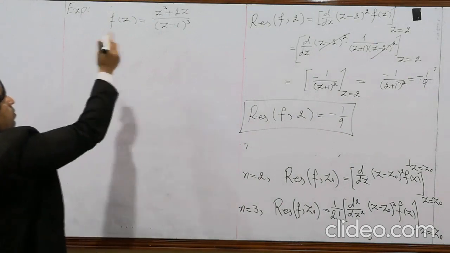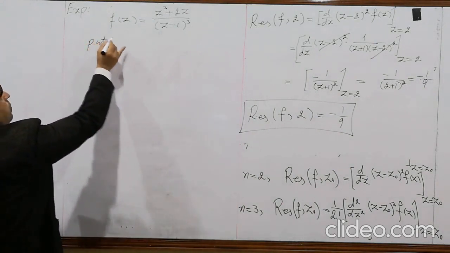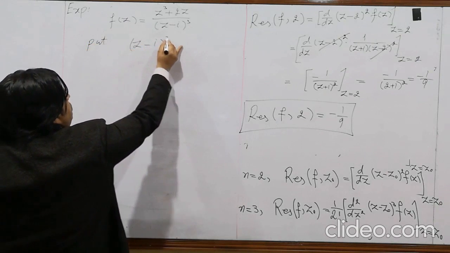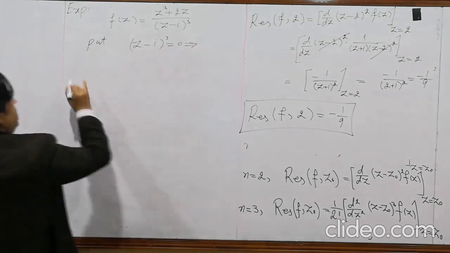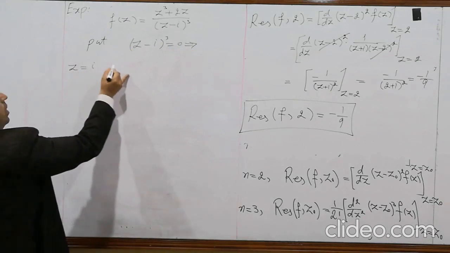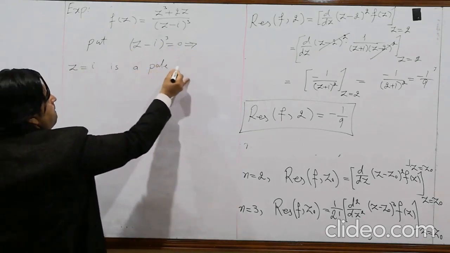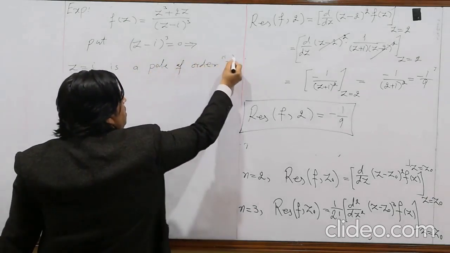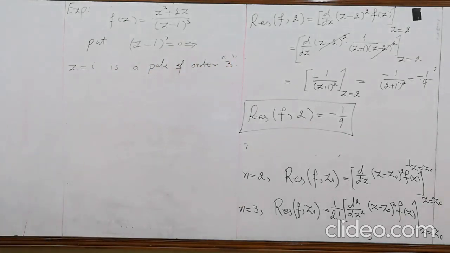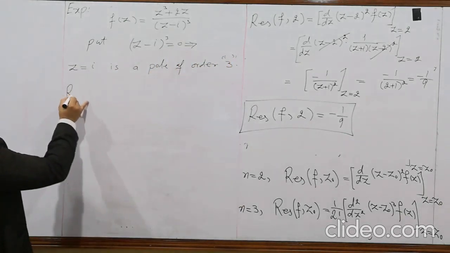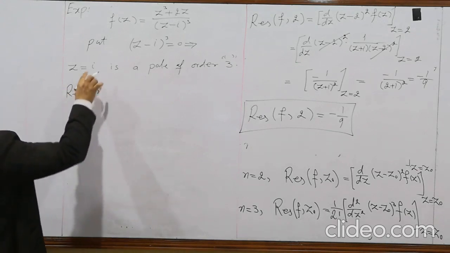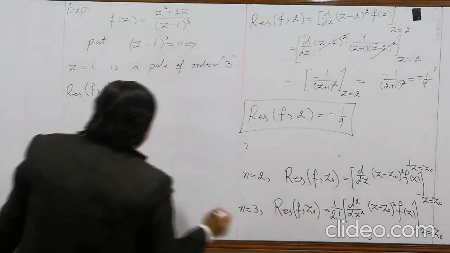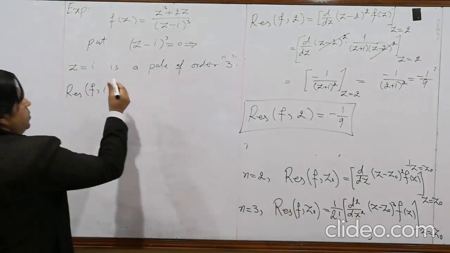So to find the residue, first of all we have to find the poles. For the poles, put the denominator equal to 0, and from this you will get that z is equal to iota is a pole of order 3. And now I have to find the residue of the function f at the point iota, and in this case n is equal to 3. So if n is equal to 3, I can use this formula.